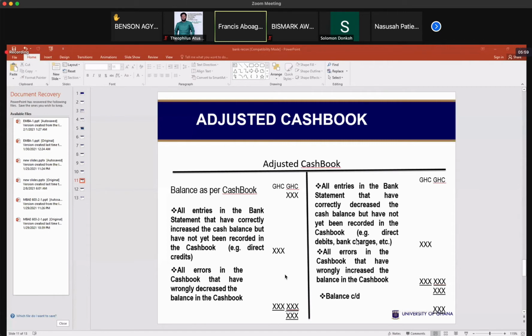So remember that this is how to prepare the adjusted cash book. And once you've done the adjusted cash book, yes, Benson? I was asking that all overdrafts can be balanced per the cash book at the left-hand side, which is at the debit side. Sorry, can you ask your question again?